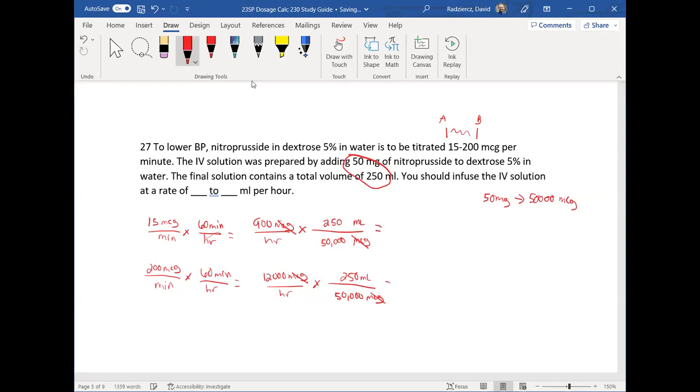Okay. So now I'm going to take 900 times 250, and I'm going to divide that by the 50,000. I'm going to get 4.5 milliliters per hour. So that's what I'm going to start the infusion at, 4.5 milliliters per hour.